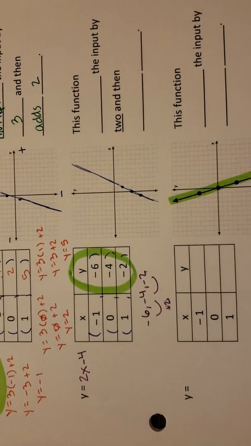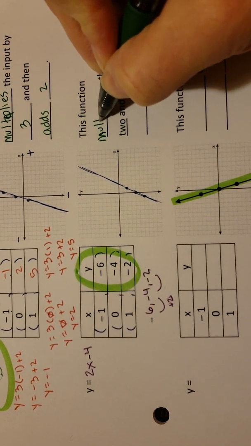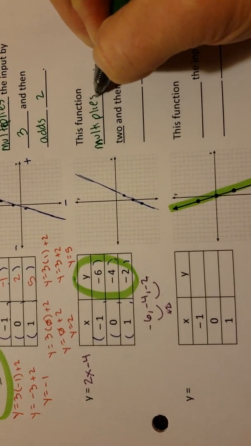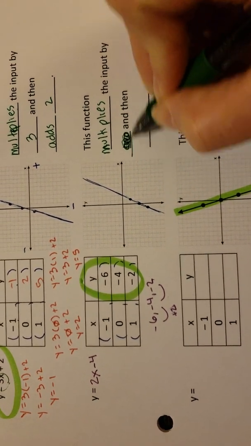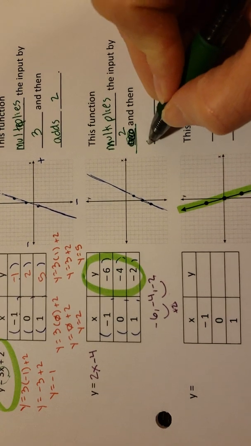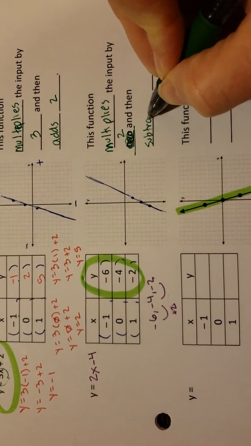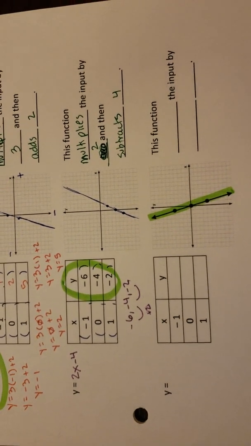So this function, again, multiplies the input by 2. Sorry, I meant to leave that as a blank. Pretend it's a blank. 2. And then subtracts 4. Great. Hey, that was fun.